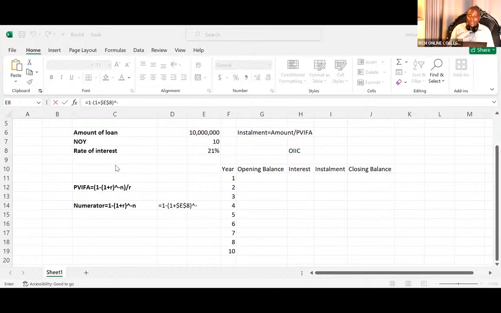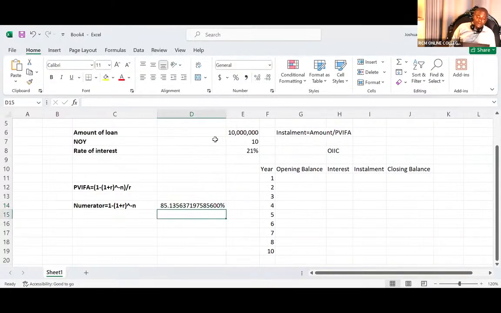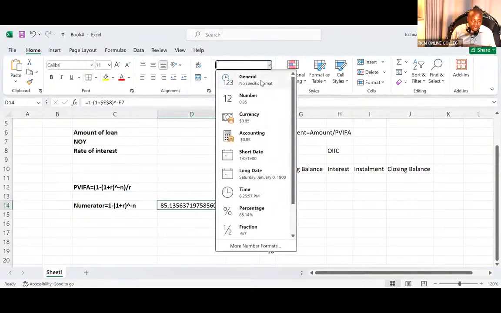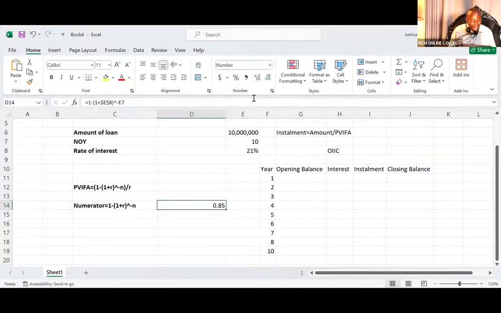Okay, so I'm coming here to raise this to the number of years. Number of years, in this case here, they are what? The number of years is 10, that 10, that 10. So when I press enter, straight away I'm able to get this. It's coming in as a percentage, and yet I wanted a number. So when I'm at Home, then Percentage, I need to come and make a change here. Call it General, or call it Number, it doesn't matter. So that's the numerator.